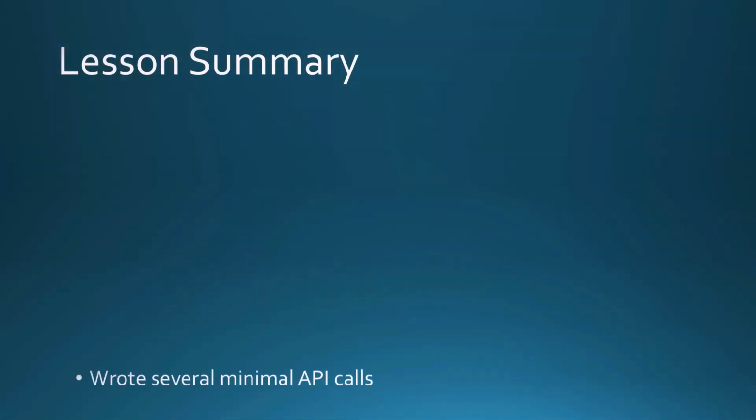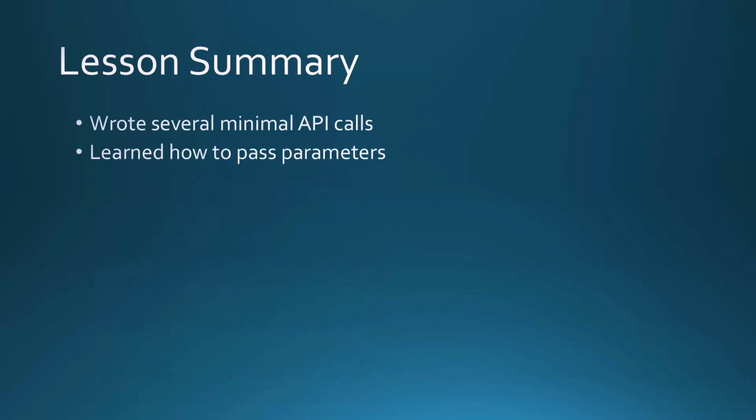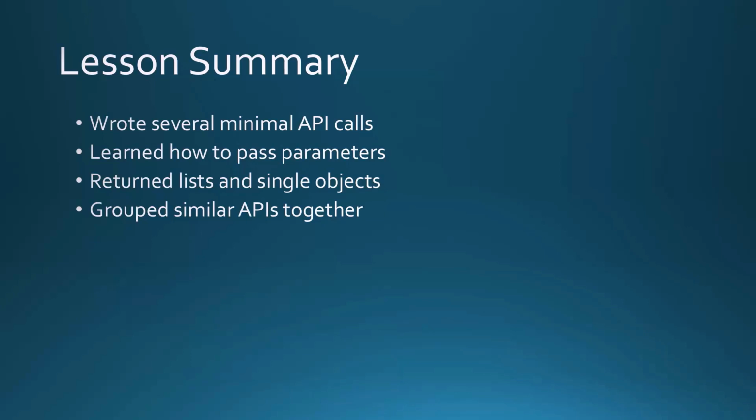In this lesson, we wrote several minimal APIs and we learned how to pass parameters to them. We returned lists and single objects, and we learned how to group similar APIs together and even documented the return types of those APIs, all using our nice Open API Swagger tool.